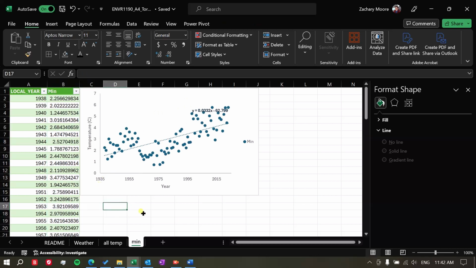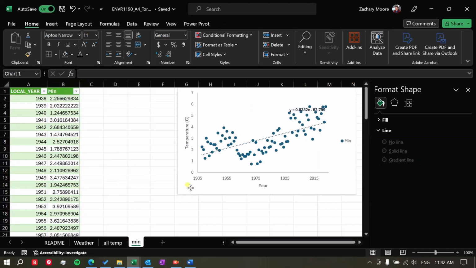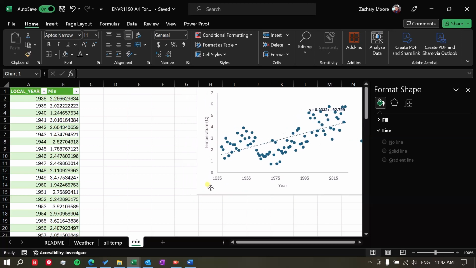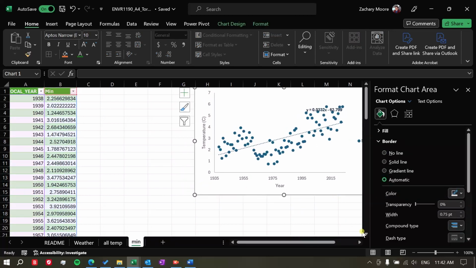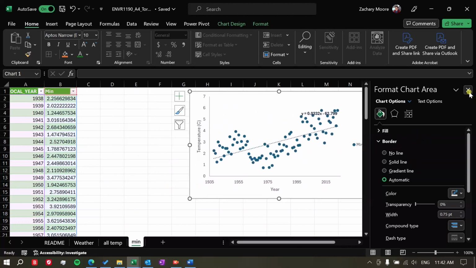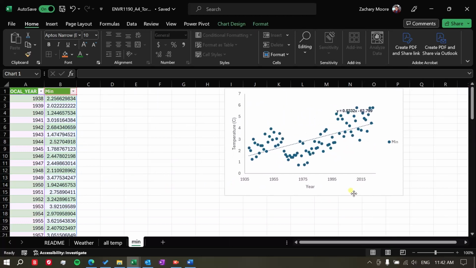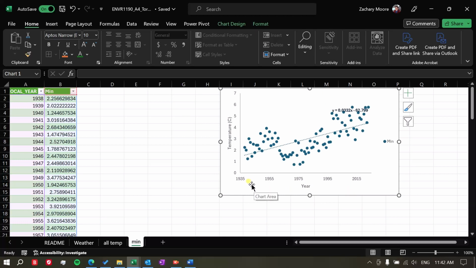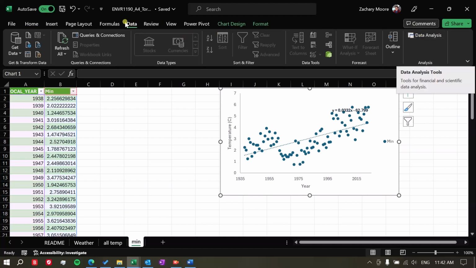And so now we only have the minimum on this graph. We can move this over to the side so that we can start to use some of our data analysis tools right beside it. So we can exit out of there, move it something like that. The first thing that we're going to do is practice using our descriptive statistics tool again.